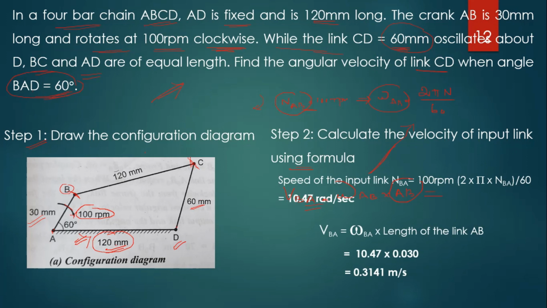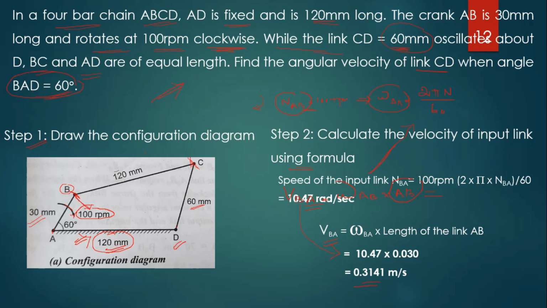So, this is the formula already we discussed: VBA is equal to omega BA into the length of the link AB. So, we have to substitute omega as 10.47 into the length of the link AB, 30 mm; we have to substitute the value in meters, so 0.30. So what is the velocity of B with respect to A? 0.3141 meter per second. That velocity is perpendicular to the link AB, right?